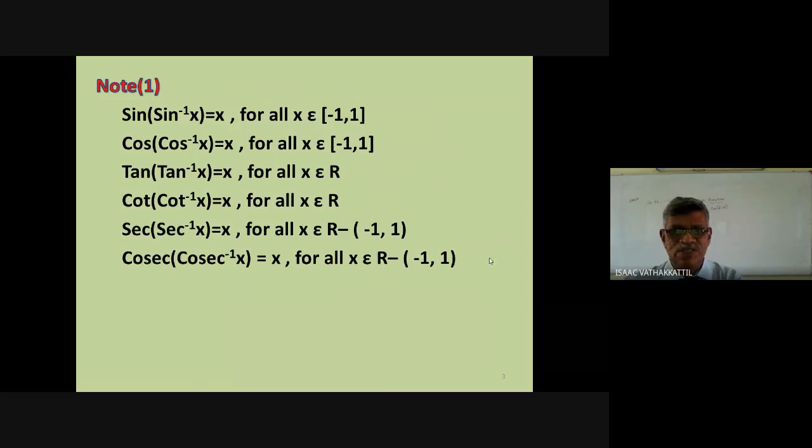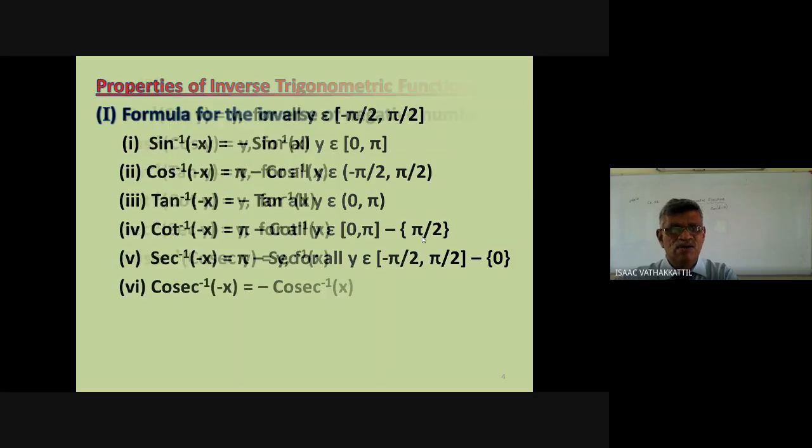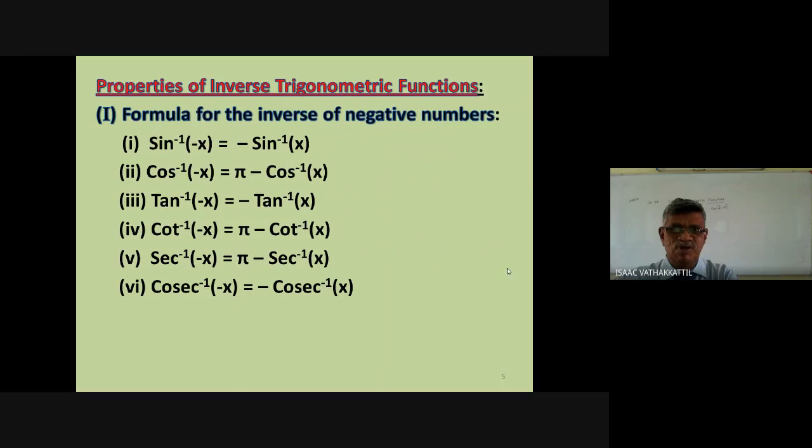Sine of sine inverse x equal to x, sorry, for x belongs to closed interval minus 1, 1, and so on. Sine inverse sine y is y for all y in minus pi by 2 closed interval, and so on. Well, the first set of formula for inverse of negative numbers, know it.